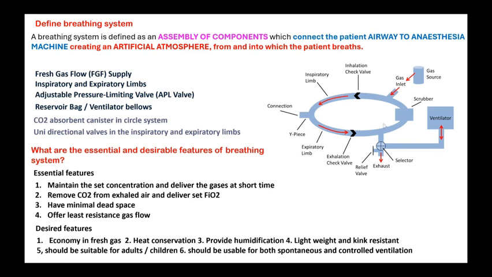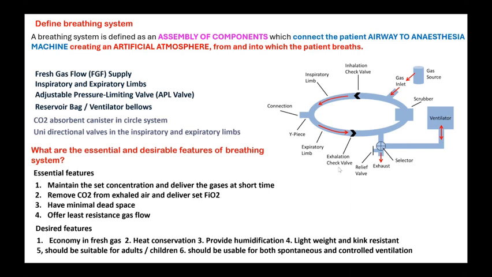So this picture tells you what the circuit is. This is a surface system. Okay, so there is a fresh gas flow which is coming here. It is the inspiratory limb. So the gases go to the patient, then it is expelled out, and then you have the exhalation valve or relief valve, and you have the ventilator. So if you don't have a ventilator, the reservoir bag will be coming here.